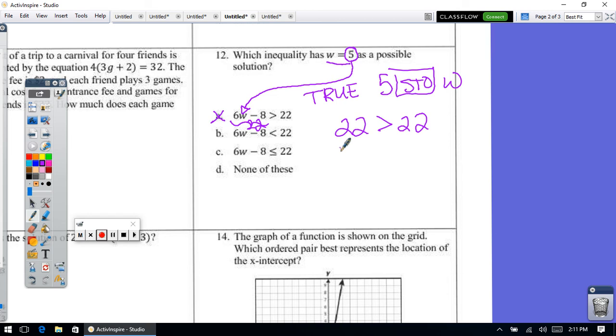Look at letter B. Is 22 less than 22? No. How about this? Is 22 less than or equal to 22? Yes, it can be equal to it. It's not less than, but it's less than or equal. So my answer is C. Again, you're looking for which one comes out to be true.